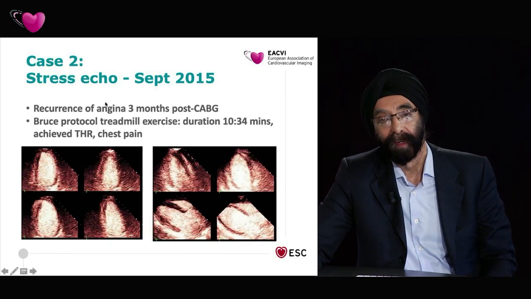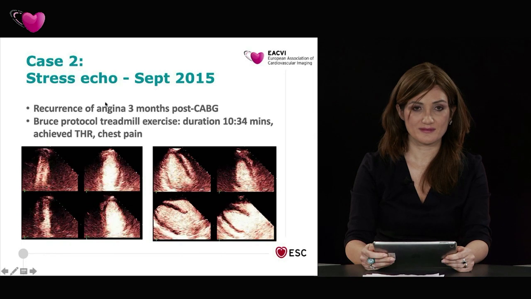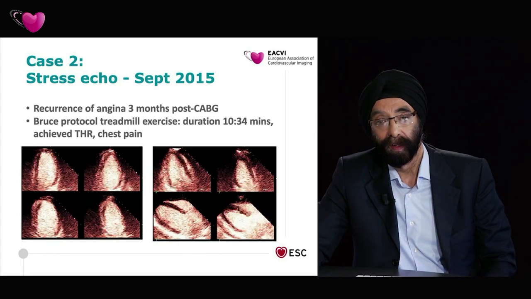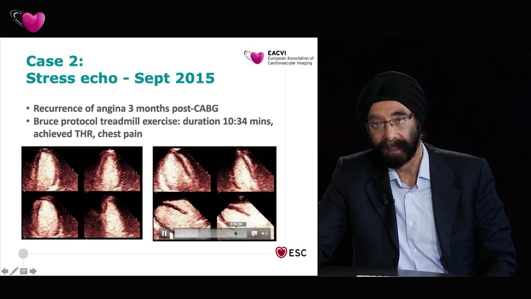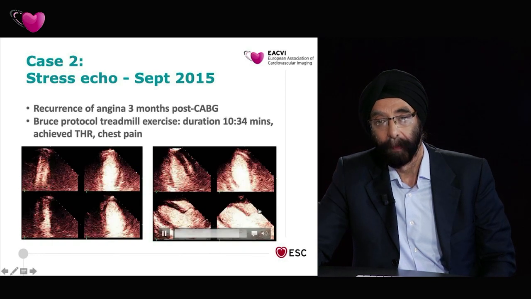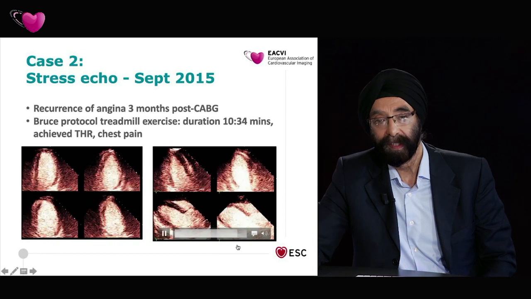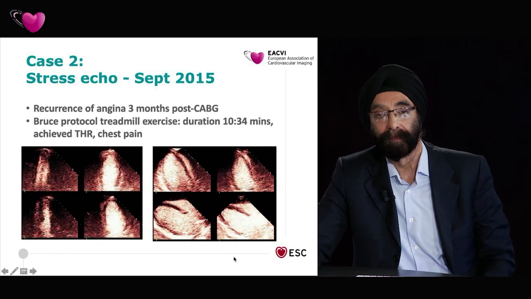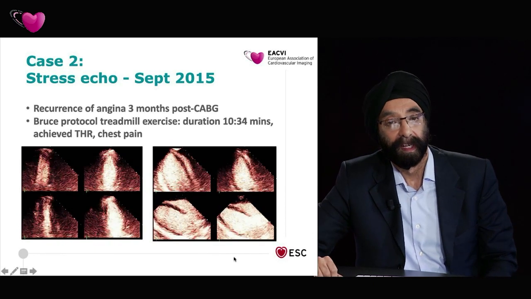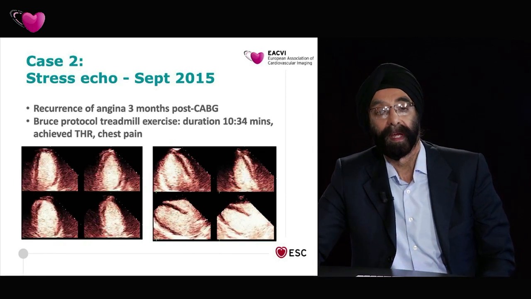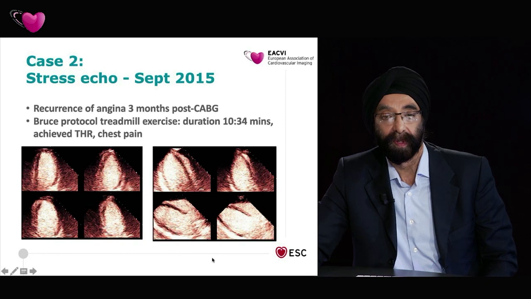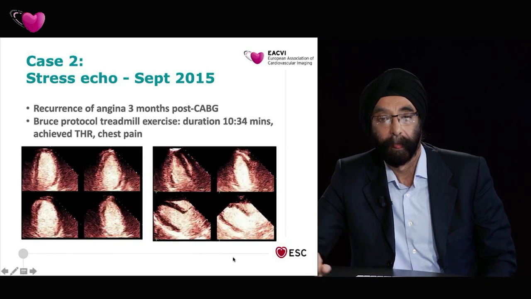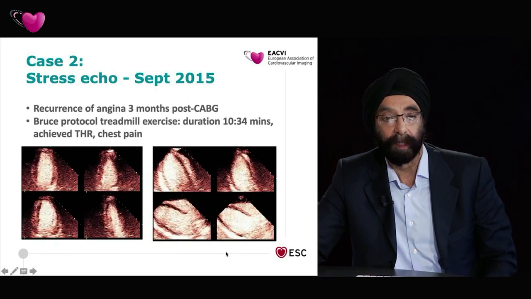More chest pain, more angina, 3 months after surgery. On this occasion, an exercise echo was again repeated, less exercise duration, but again, clear ischemia in the infralateral wall. Compare it with the resting image. Look at the thickening of the myocardium at rest on the left and compare that to immediately after exercise. So there is infralateral wall ischemia.